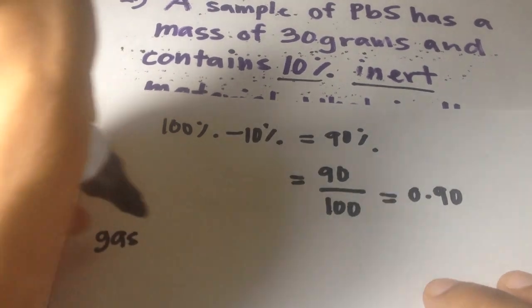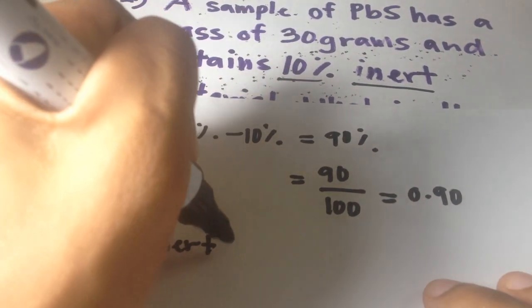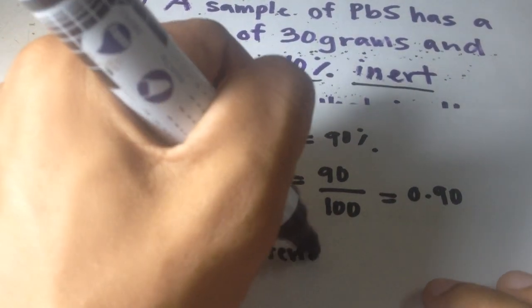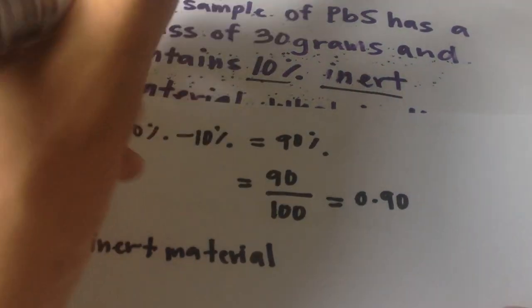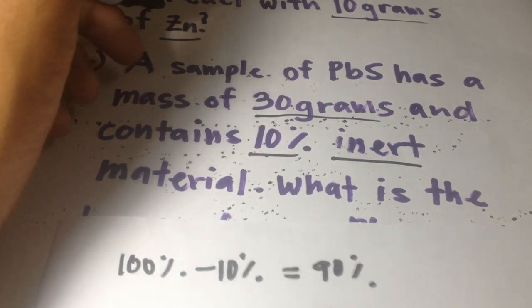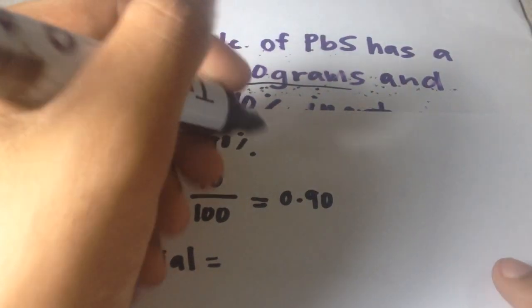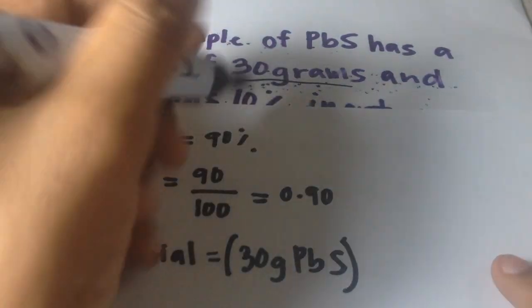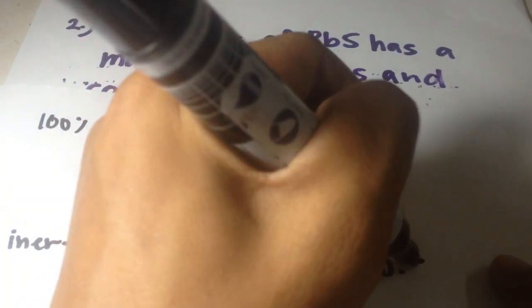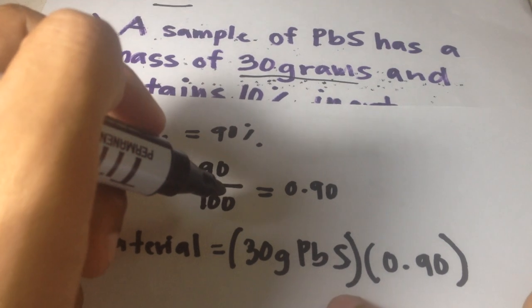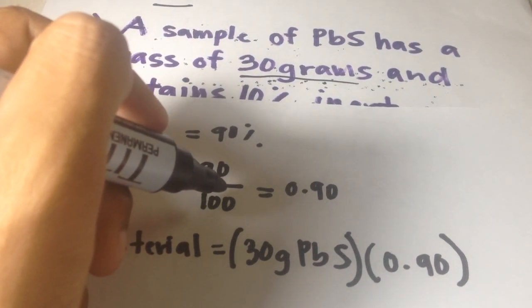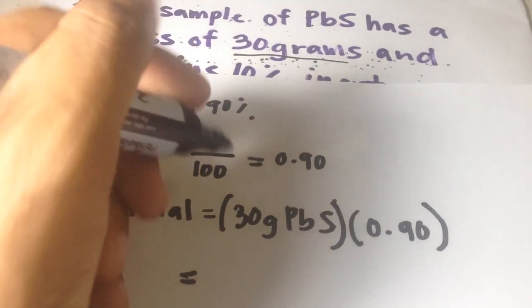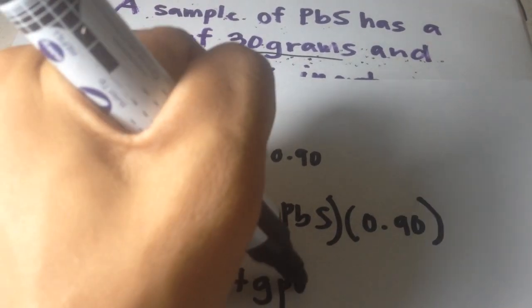We have a given 30 grams, right? 30 grams of lead 2 sulfide times, you need to multiply by the percent, 0.90. So 30 times 0.90 equals 27 grams of pure lead 2 sulfide. So that's the answer.